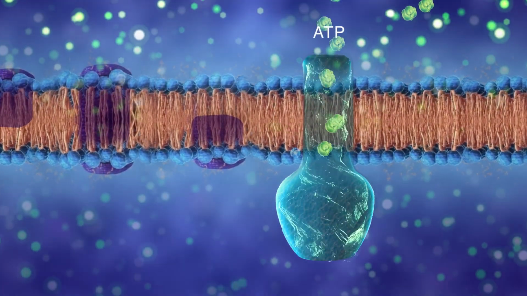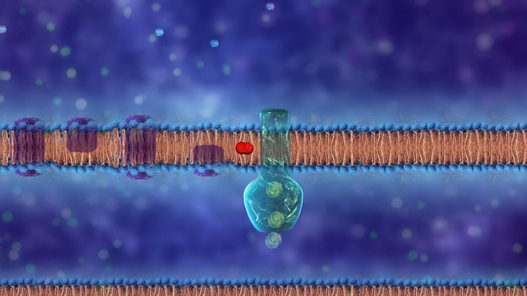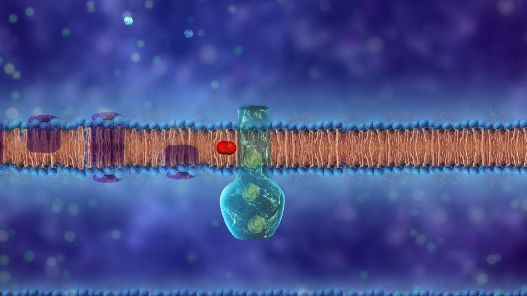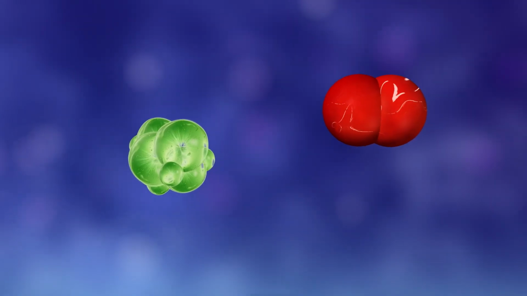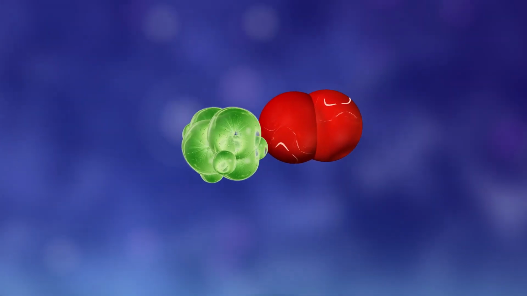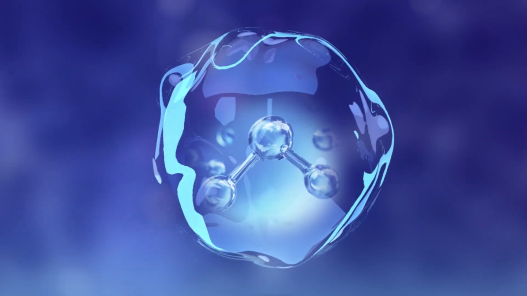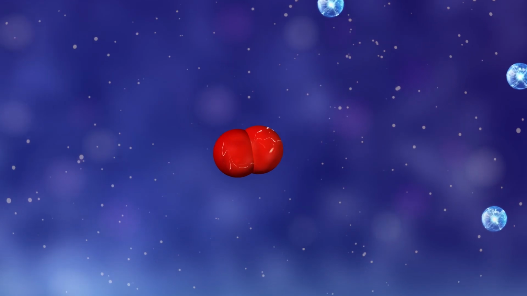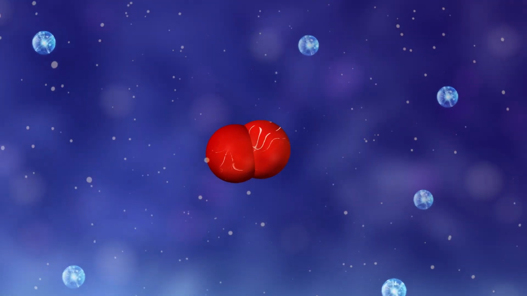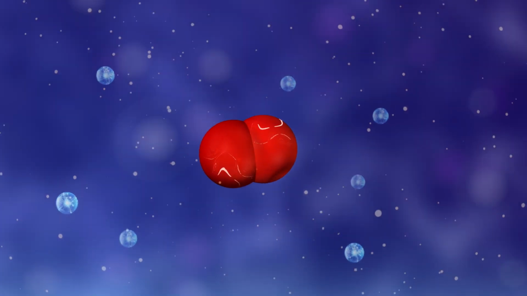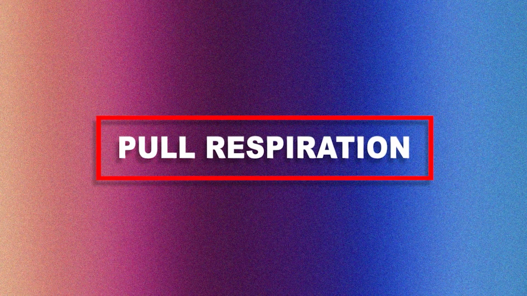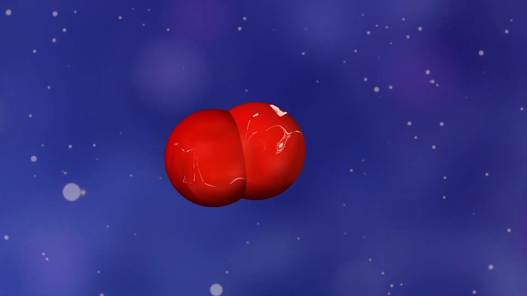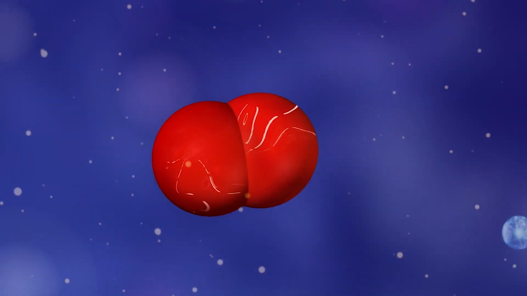At the very end of the electron transport chain, a familiar friend is waiting: oxygen. Oxygen is the final oxidizing agent in the electron transport chain. It combines with the electron permanently, forming water. All along this chain of membrane proteins, oxygen is gently pulling energy out of the food we eat in the form of high-energy electrons in motion. Let's refer to this whole process as pull respiration. The pull of oxygen's attraction for high-energy electrons is what fuels life.